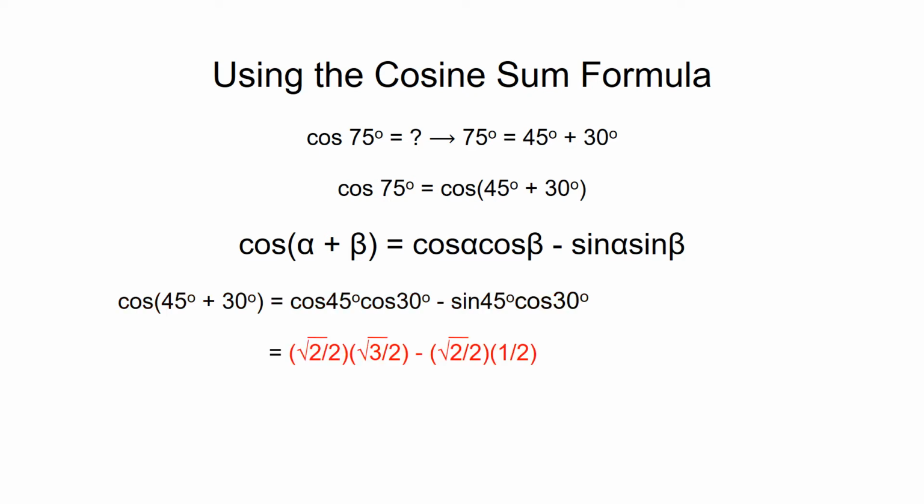When we do this, we obtain the square root of 2 over 2 times the square root of 3 over 2 minus the square root of 2 over 2 times 1/2, which is equal to 1/4 times the square root of 6 minus the square root of 2.